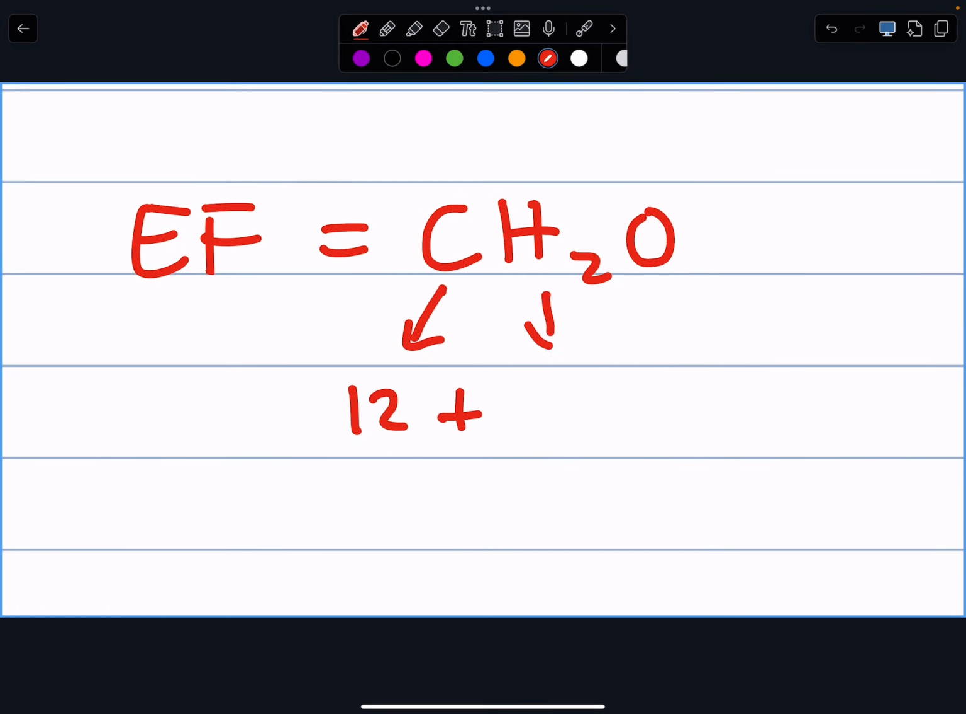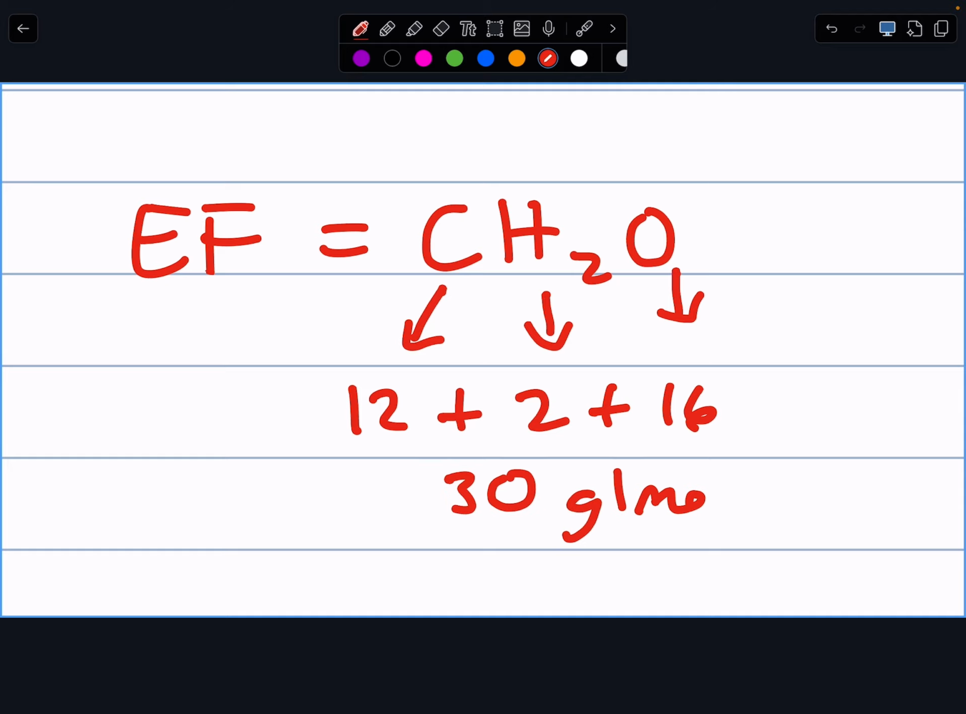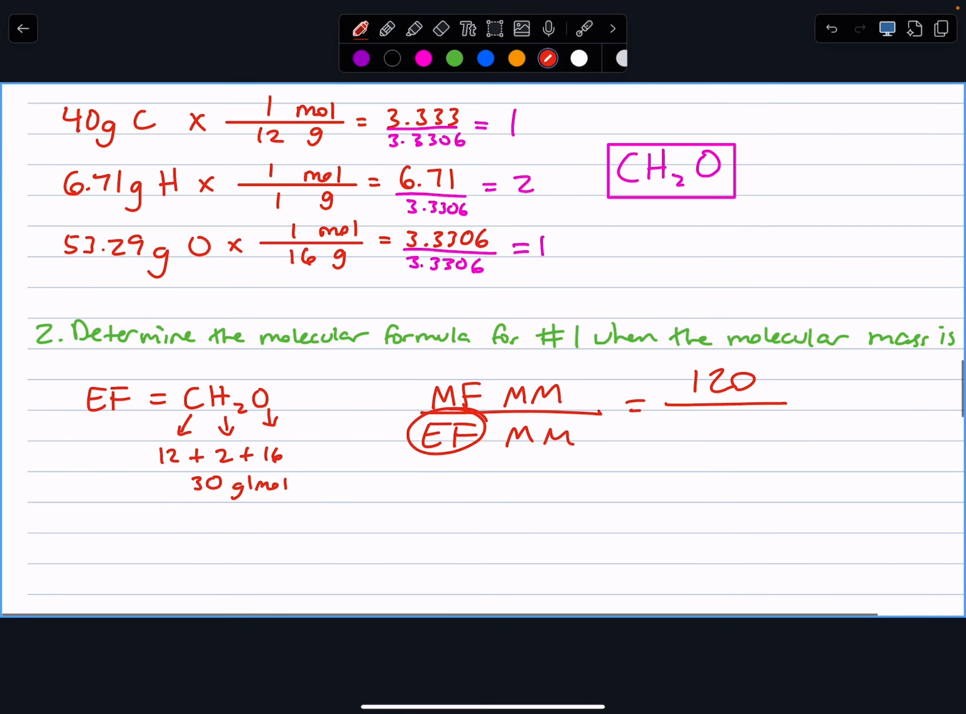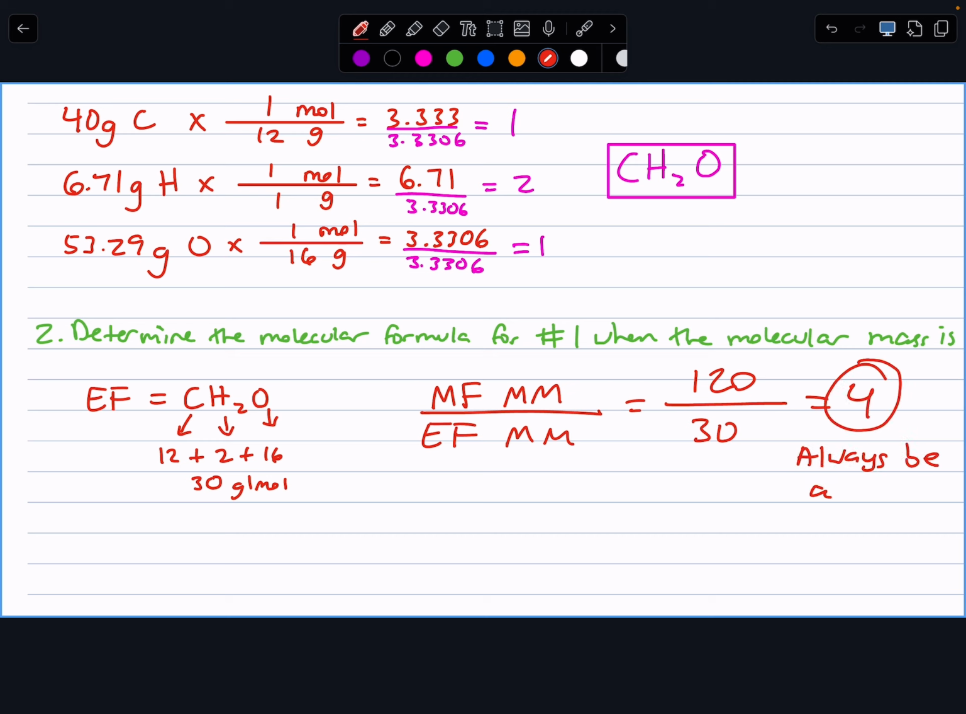Find the mass. Carbon is 12, we said. Hydrogen's 1 times 2 is 2. And oxygen is 16. What does this give me? 30. Okay, so again, what's my empirical formula molar mass? 30. What's 120 divided by 30? 4. Beautiful. It will always be a whole number. If not, you did something wrong. Or, if you get really close, like if it was like 3.9, that's fine.